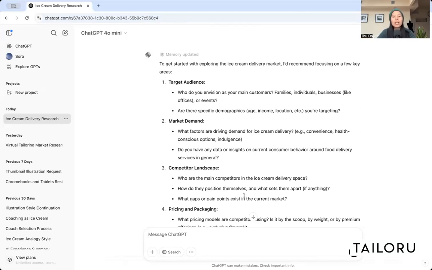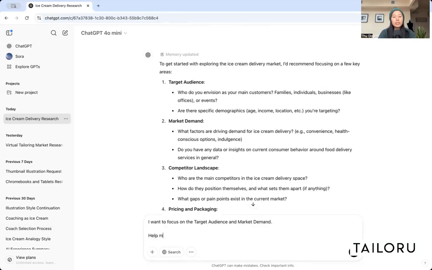I'm really interested at this point in time to focus on the target audience and the market demand, because the two questions that I think any startups or any new ventures should ask are: who am I solving the problem for? What are the problems that I'm trying to solve for? Is there a market here? What is the size of the market? Am I going to make money out of this? So I'm going to say, I would like to focus on target audience and market demand.